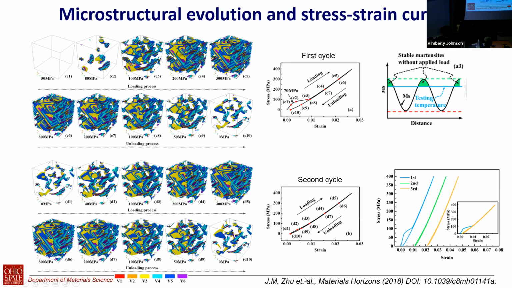If you look at the stress-strain curves, the first, second, and third ones, you put them on top of each other. The third one basically lies on top of the second one. It stabilizes very quickly, and you have this linear superelastic behavior.